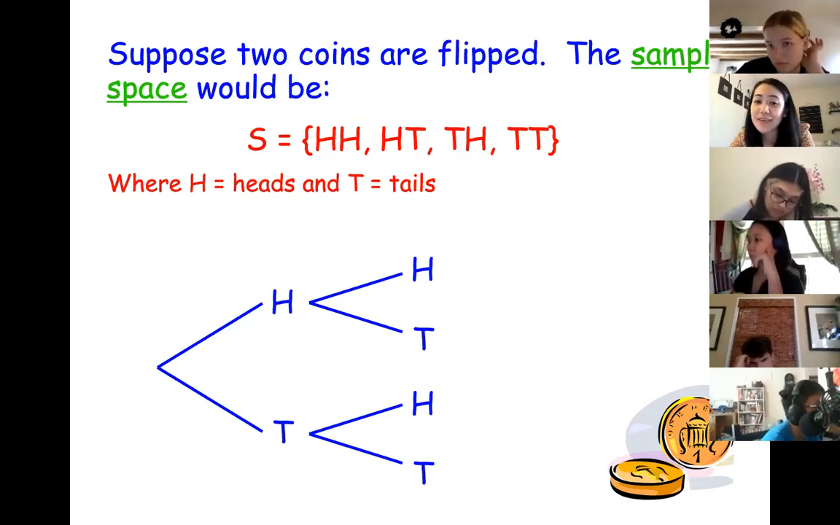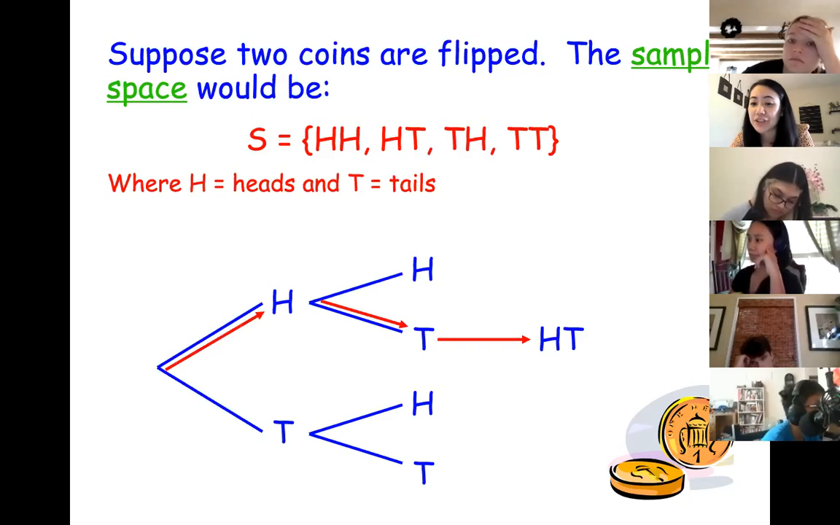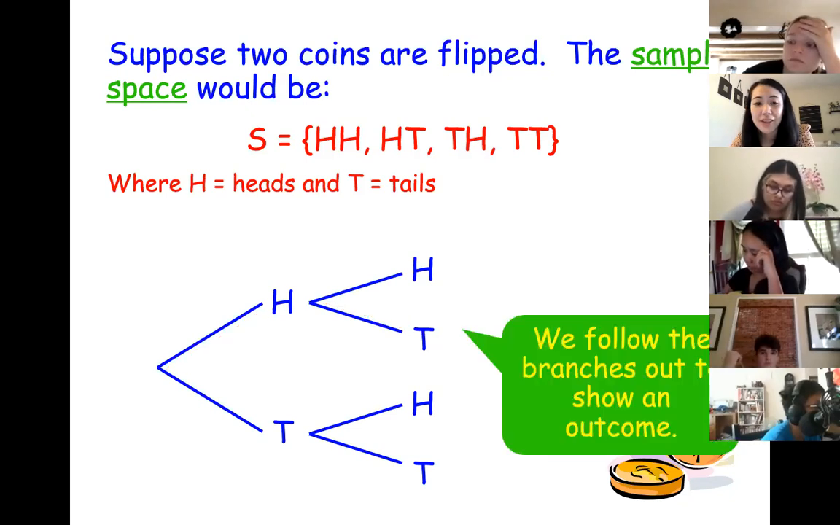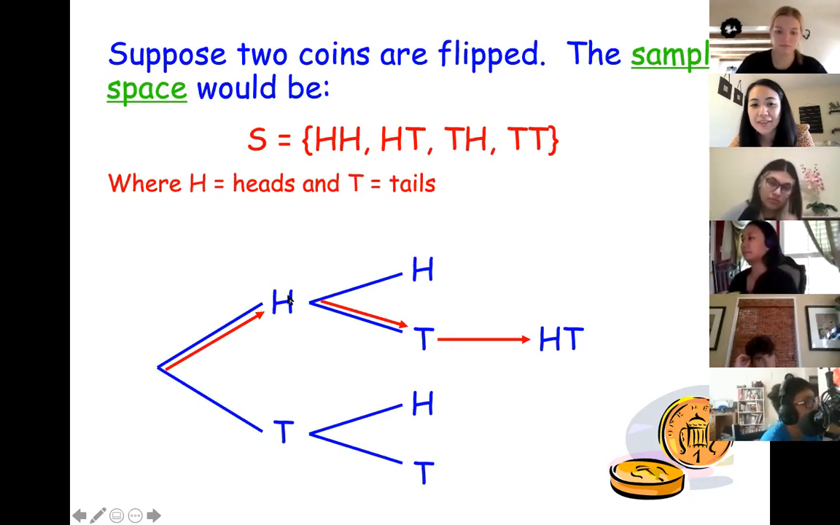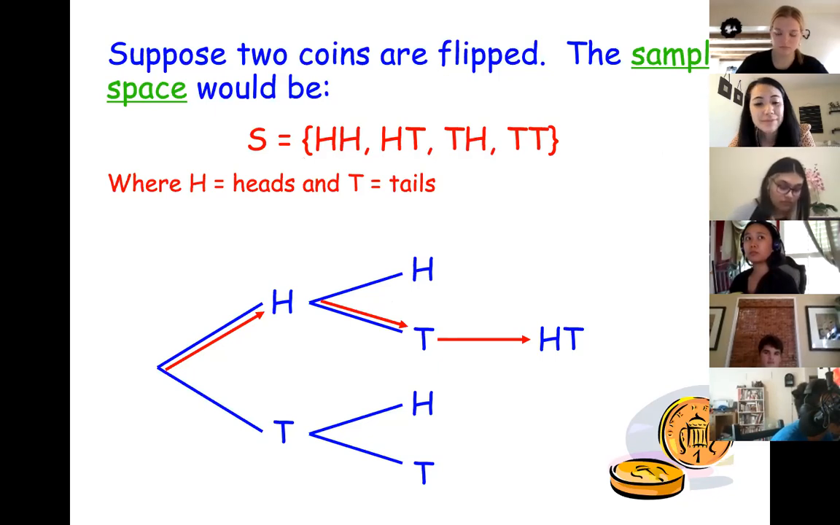How you read this is you just follow the branches to show the outcome. Let me show you that one more time. This is considered one outcome, heads then tails. If you follow the branches on all of them, you get heads, heads; tails, heads; tails, tails; in addition to that one. Then you end up with the same sample space as what we have above. Any questions on tree diagrams?